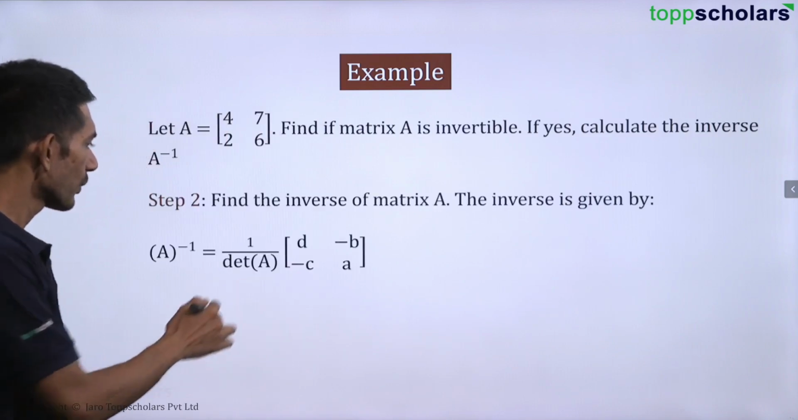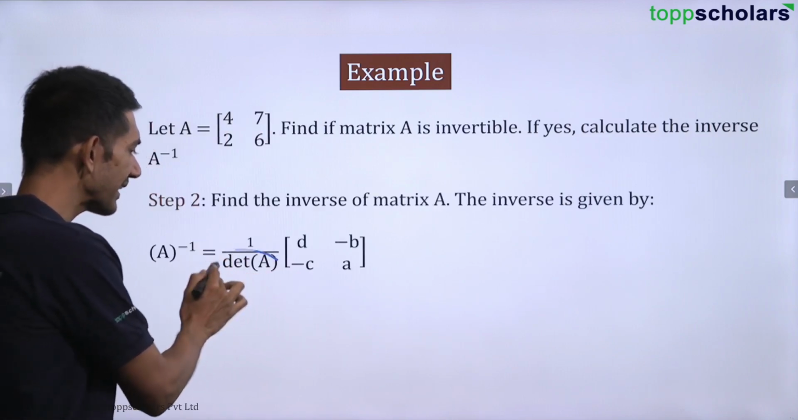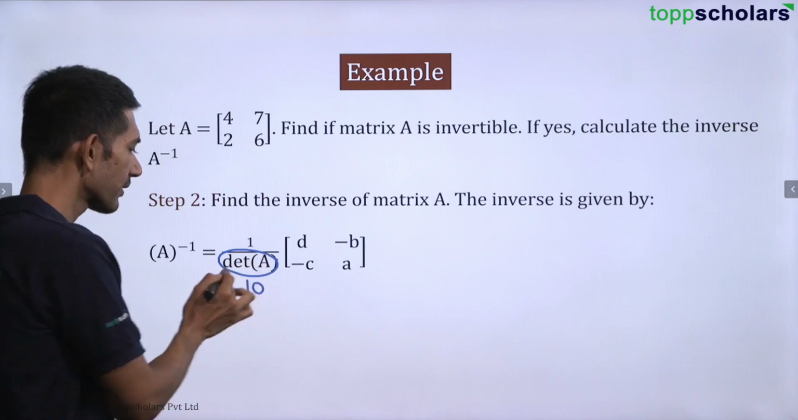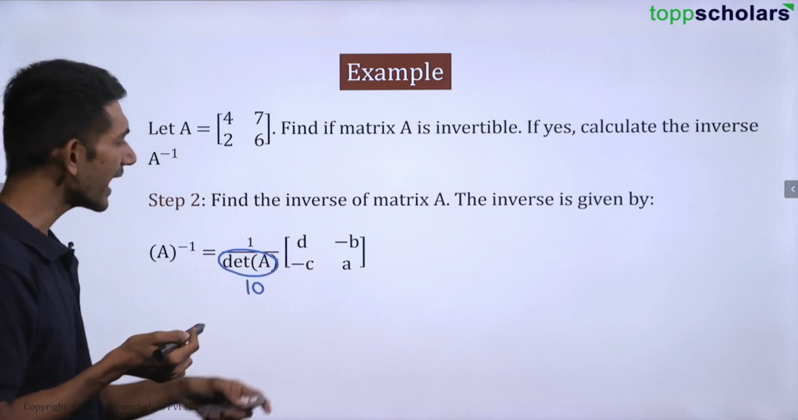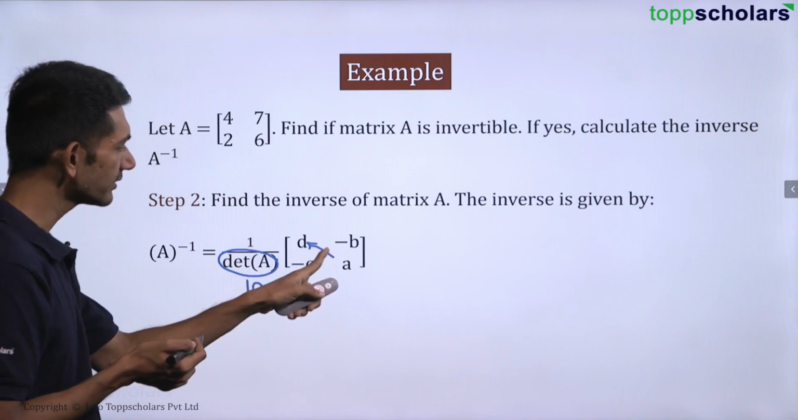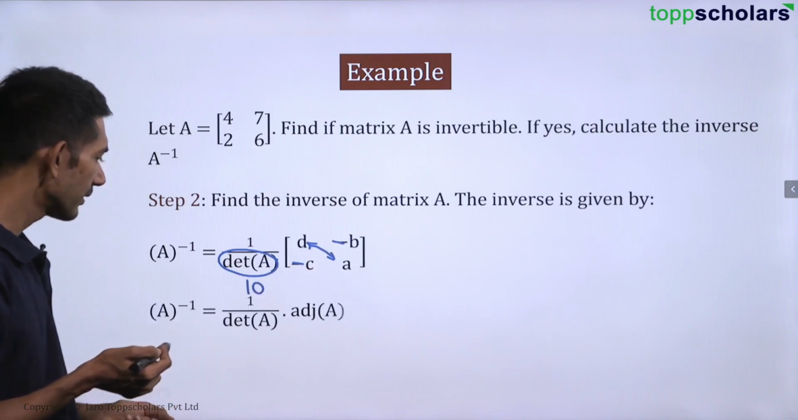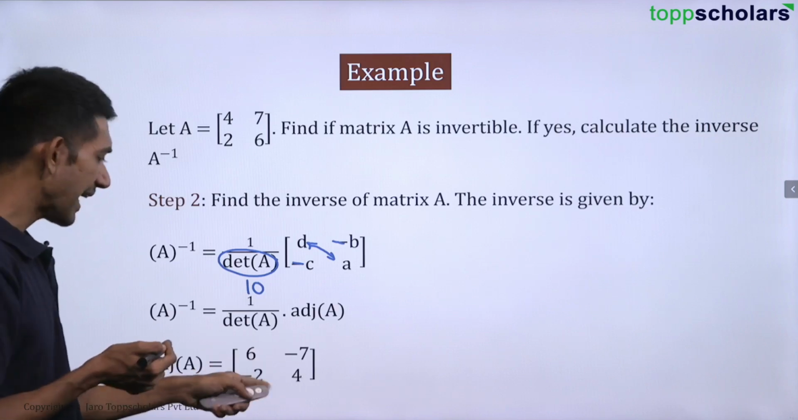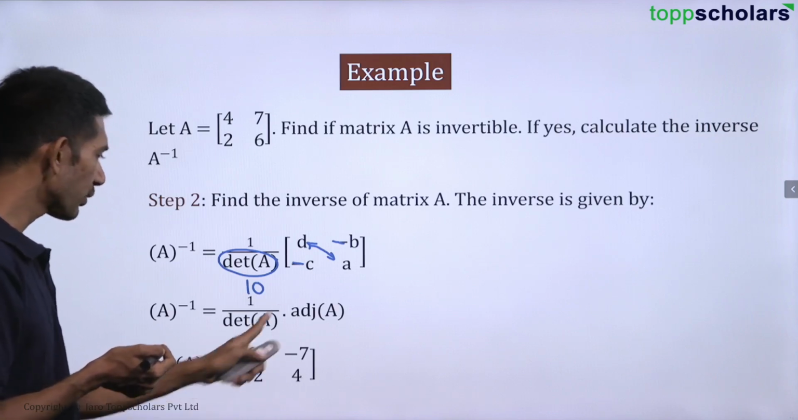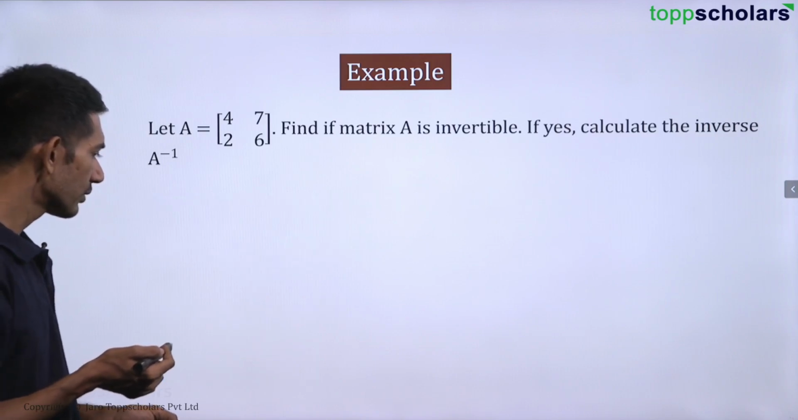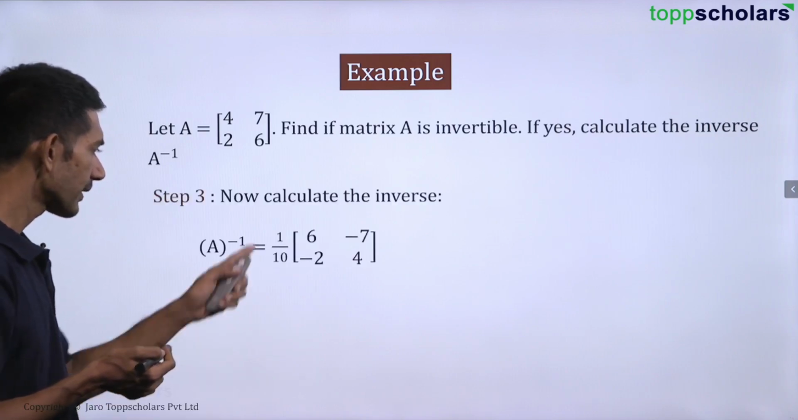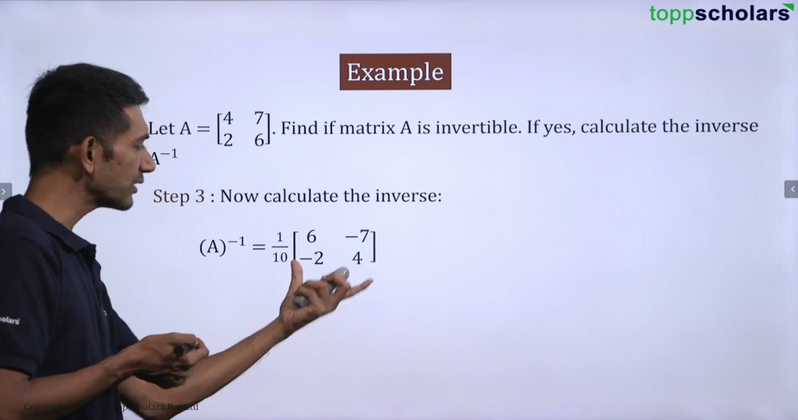So 1 by determinant of A. So this is anyways 10, right? We already know, and we know how to find out the adjoint. We have interchanged this and we have taken the signs. Let us do that. The adjoint is here basically. So put the adjoint here now. So 1 by 10, and then this is the adjoint matrix.